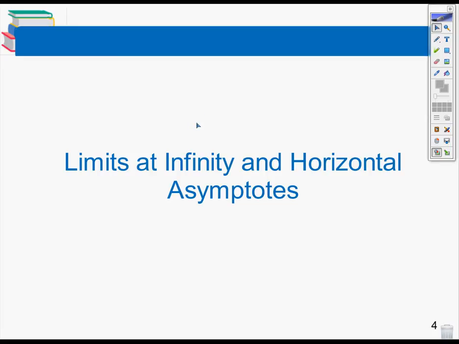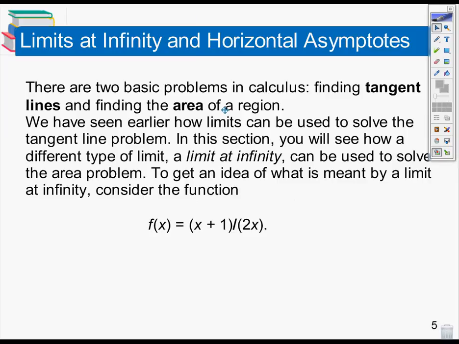Very strange. Anyway, what we talked about earlier is that there are two basic and really big problems in calculus. There's the tangent line problem and there's the area problem. We talked about the tangent line and how that relates to derivatives. This time we're going to talk about limits at infinity and how that relates to the area problem.